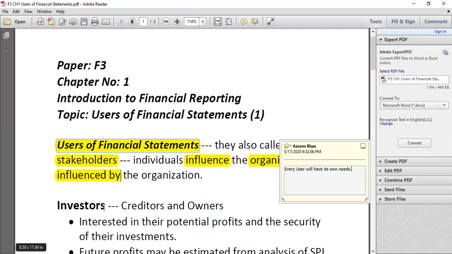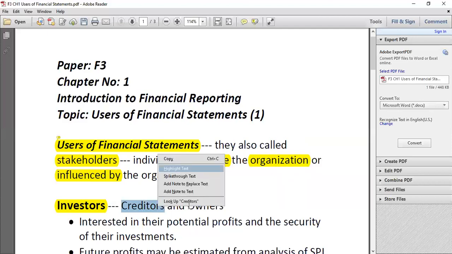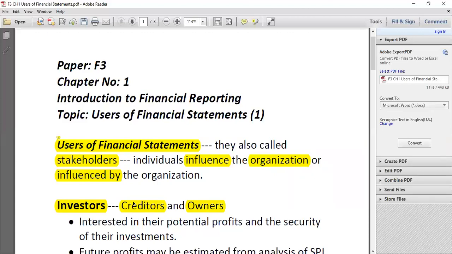So first of all, we have the investors. Investors include both creditors and owners. Creditor means those parties which have provided loans to the organization or those parties which will provide loans to the organization. Meaning they have provided it already or they are planning to provide it to the organization. So both will come in this category. Same for the owners: the existing owners or potential owners, meaning those investors who are planning to invest in a company in the form of shares or invest in an organization in the form of a partner in case of partnership.